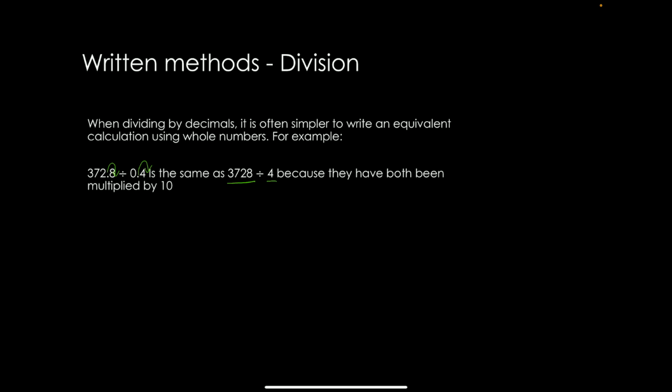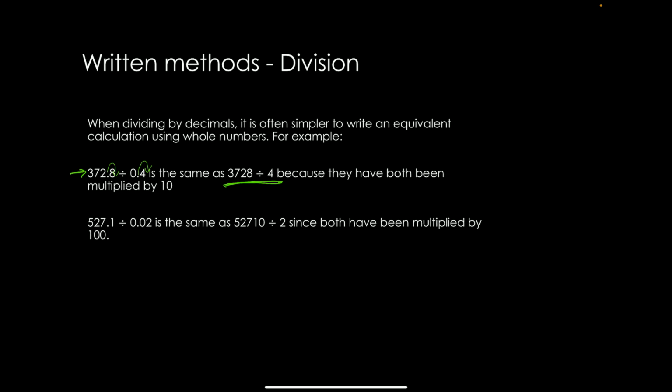Okay, because you've multiplied them both by 10, doing that calculation would give you exactly the same answer as if you did this calculation. And let's say you had 527.1 divided by 0.02, if we multiplied them both by 100, so we'd move that decimal twice and that one twice, you would end up with 52,710 divided by 2, so all you need to do is half that number, and it'll give you exactly the same answer as if you'd just done this calculation here, okay?